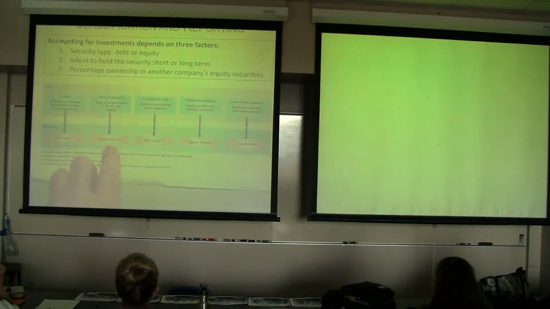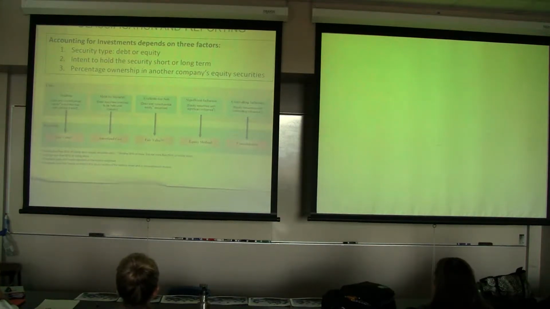It's reported at amortized cost. So if you bought it, you'd report it on your balance sheet at its present value. If you bought it at a discount or a premium, you'd report the carrying value at that point in time.